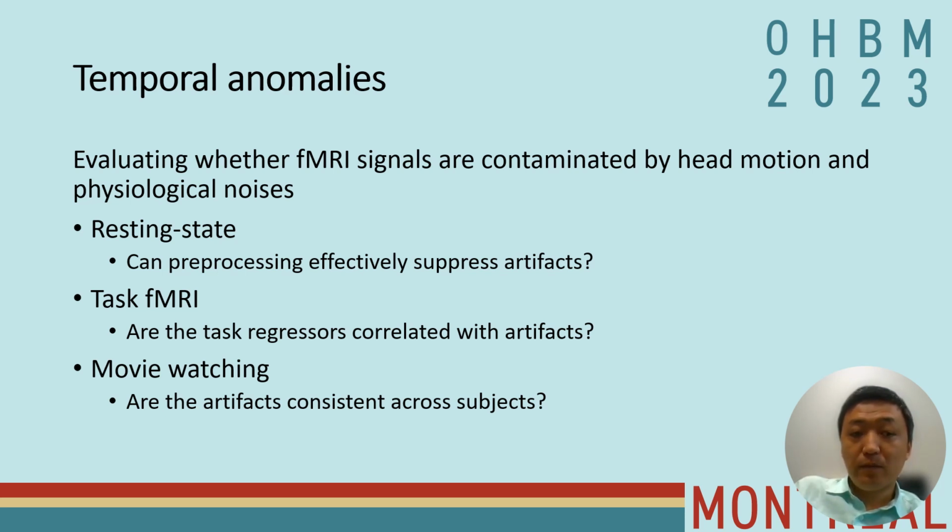For movie watching, usually we are interested in highly correlated brain activity across different subjects, which is also called intersubject correlation. Therefore, we are also interested in whether head motion or other physiological noises are consistent across subjects. If they are consistent across subjects, they will also contribute to this intersubject correlation of brain activity, which is not desirable.